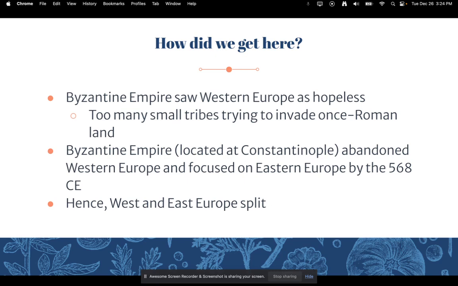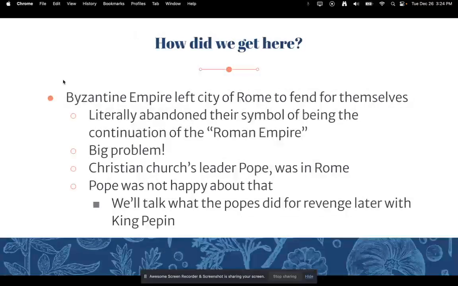There wasn't really any unity. And to the east of Europe, like in what modern day Greece is and Turkey, that is where the Byzantine Empire is, and they're a lot more unified. So the Byzantine Empire, they were just like, hey, we're just going to leave the city of Rome. They're going to have to fend for themselves. So they literally just abandoned their symbol of being a continuation of the Roman Empire.